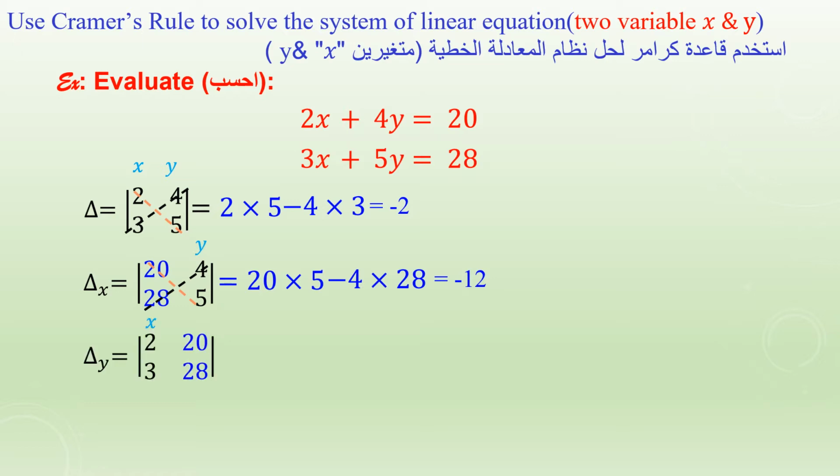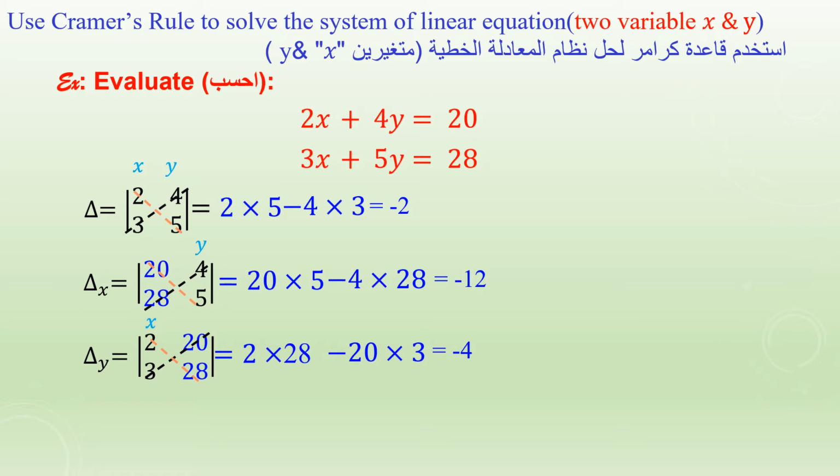The third step is delta y. I replace the y coefficients with the constants. Then x is 2 and 3, and the replaced y column is 20 and 28. This is a second order determinant: 2 multiplied by 28 minus 20 multiplied by 3 equals negative 4. As I said before, solving needs five steps. First step is delta, second step is delta x, third step is delta y.